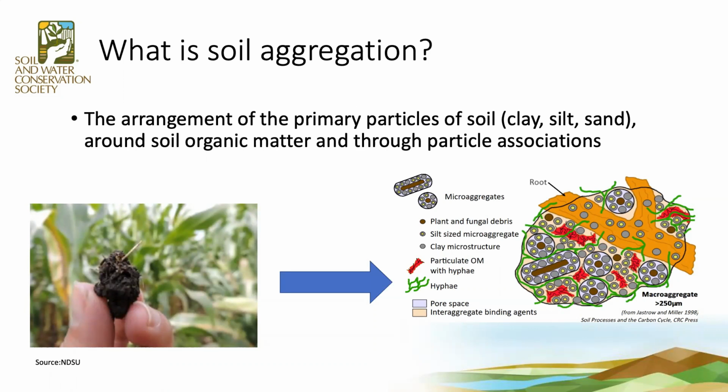may seem simple, but if you take a closer look in the picture on your right, we can see that in fact, this aggregate is a really complex system where we can find the plant roots, plant and fungal debris, the soil particles by themselves, such as clay, silt, and sand, as well as other biological, chemical, and physical compounds.